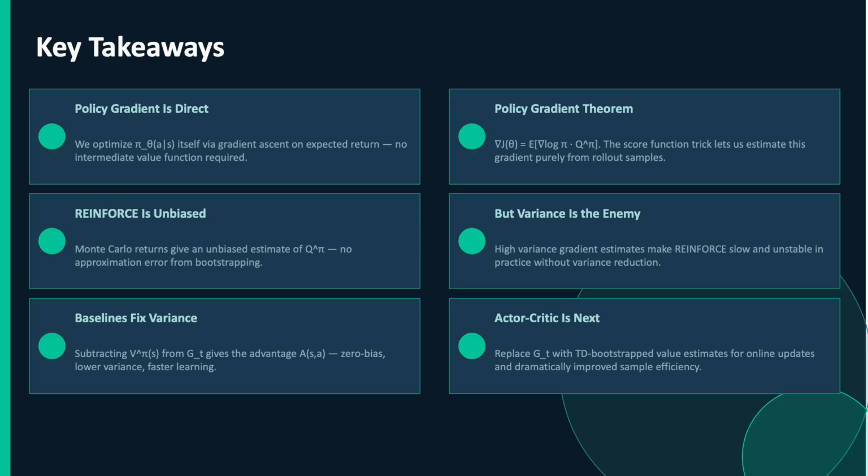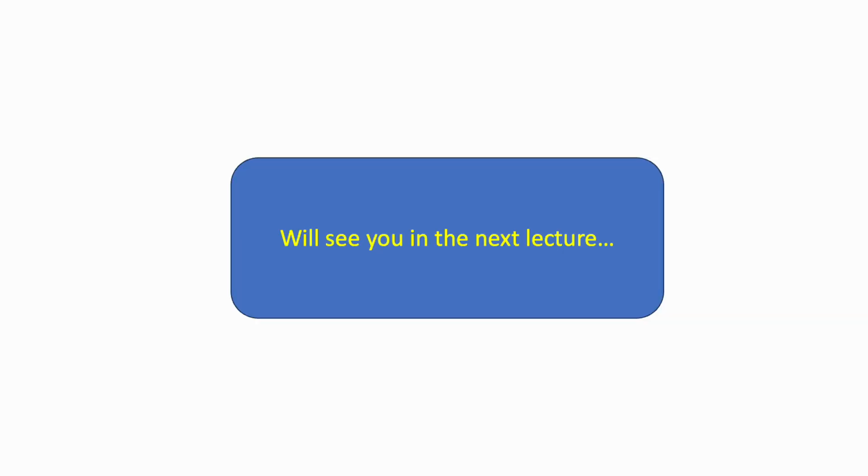Six things to take away from today. First, policy gradient methods directly optimize the policy pi theta by gradient ascent on expected return. REINFORCE is unbiased, baselines fix variance, the policy gradient theorem holds, and variance is the enemy. So replace G_t with TD-bootstrapped value estimates for online updates and dramatically improved sample efficiency, and that is actor-critic. We'll see you in the next lecture.